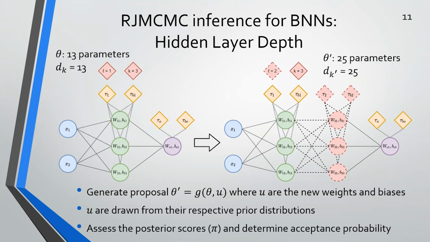And what we're looking to do is propose a new Bayesian neural network, our next state in the Markov chain, theta prime with 25 weight and bias parameters, of which 13 are brought over from our previous network. And then we're going to draw the additional 12 as these u random numbers. And those are just going to come from the prior distributions over the weights and biases for the neural network.